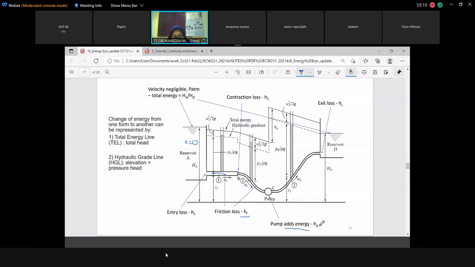Okay, so we have minus this energy, which is represented by HP. We also have the exit loss, HL. Kat sini dia details out what type of loss. Kat sini ada friction loss, there is a contraction loss sebab pipe besar menjadi pipe kecil. Okay, bila pipe kecil kepada pipe besar, we have enlargement loss.